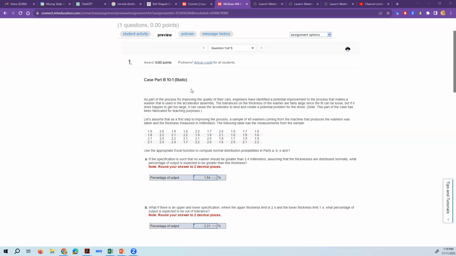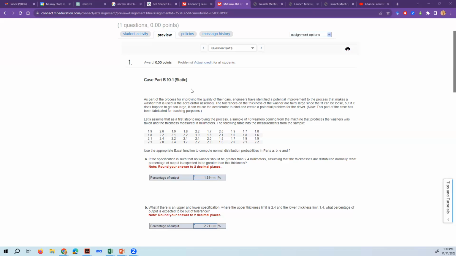So let's assume that as a first step to improving the process, a sample of 40 washers from the machine that produces the washers was taken and the thickness measured in millimeters. So the data below is the measurements from our sample. We want to use Excel to help us answer the question.